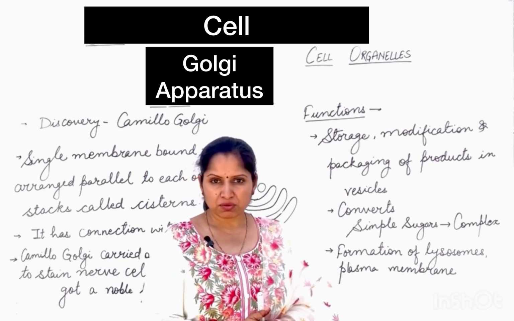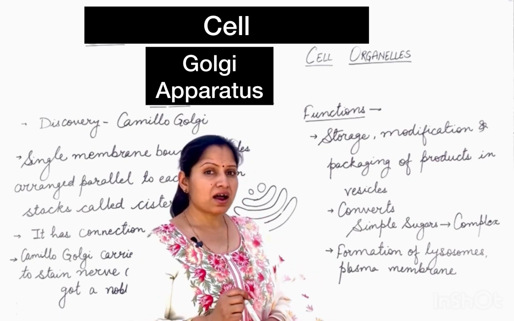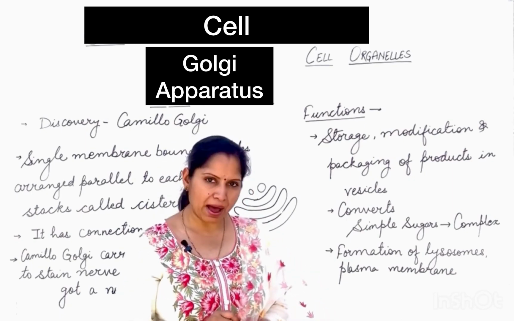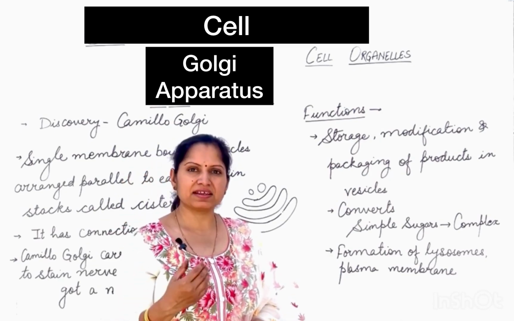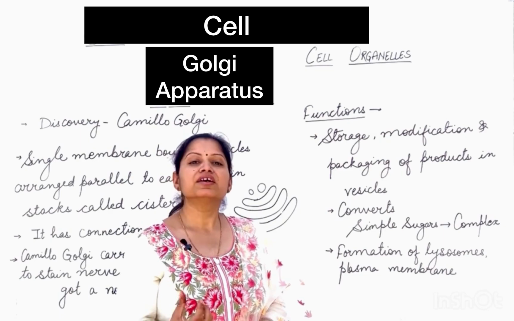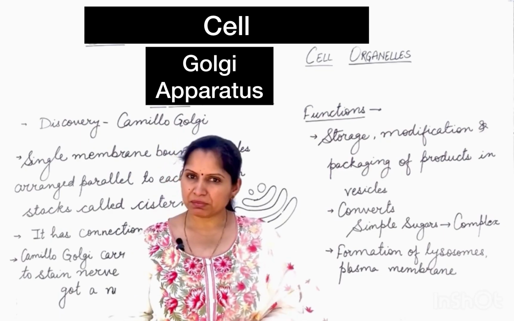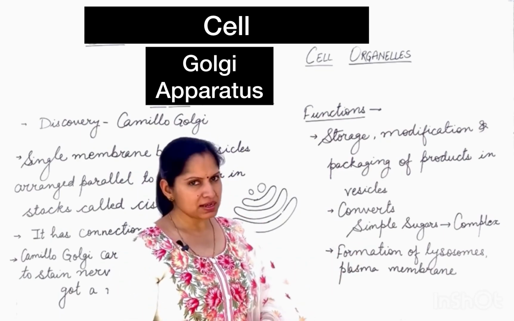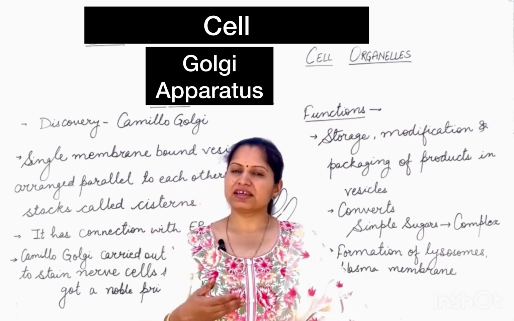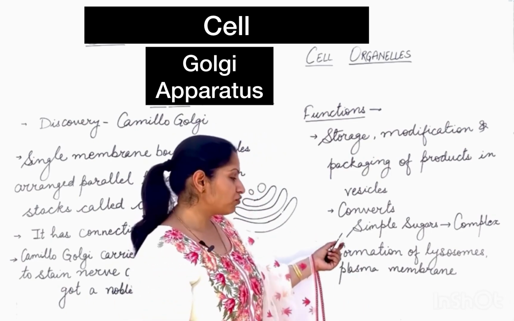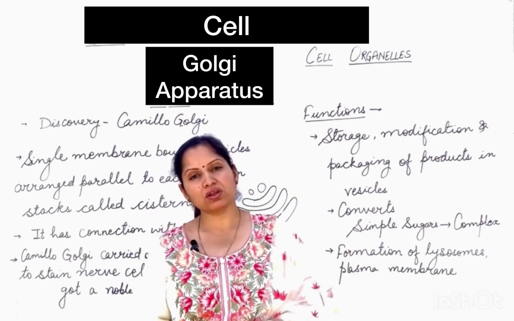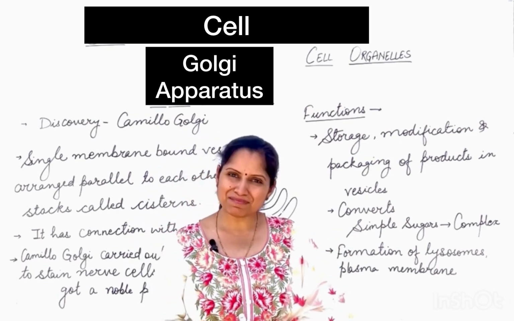Lysosomes, we are going to talk about that, but lysosomes are formed by the Golgi apparatus because lysosomes also have some enzymes, and enzymes are made up of proteins only. So the Golgi apparatus will be helping in the formation of lysosomes and the plasma membrane, which again is made up of proteins and lipids. So the formation of lysosomes and plasma membranes will also be helped by the Golgi apparatus.